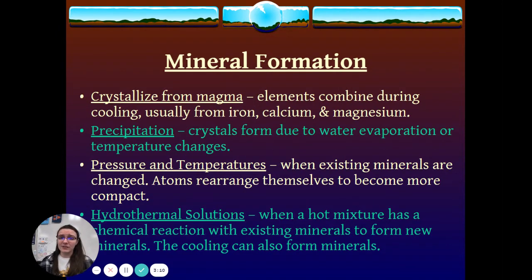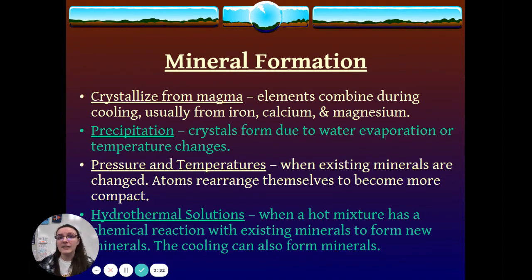Next, how do minerals form? There are four main ways a mineral can form. First, it can crystallize from magma. When magma or lava cools down and hardens, elements combine. So the first way you can form a mineral is from this magma or lava cooling down. And usually these are minerals that are made up of iron, calcium, and magnesium.